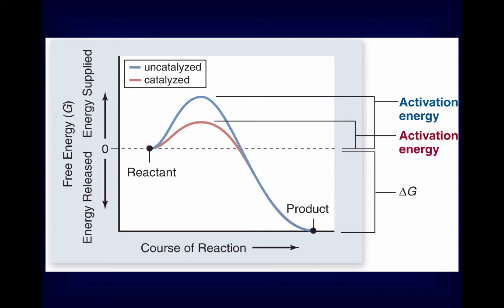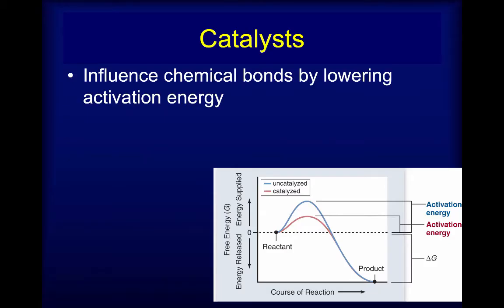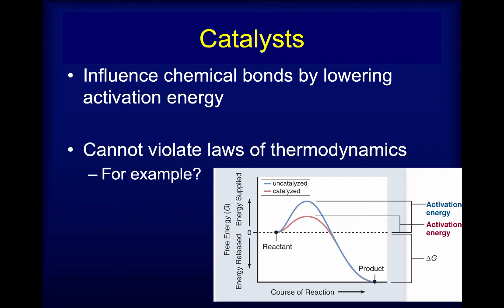If you don't have an enzyme, you're still going to get to the end point. It's just going to take longer. And if you do have an enzyme, you're going to get to that same end point, but it's going to happen a whole lot faster because the activation energy has been decreased. All right, so what catalysts do is they decrease the activation energy, thereby speeding up the rate of reaction.